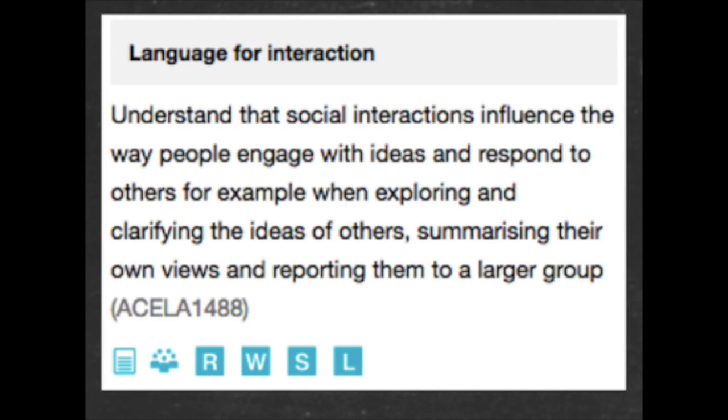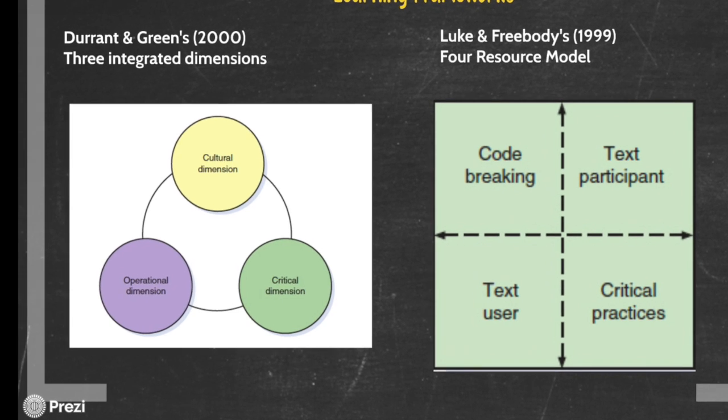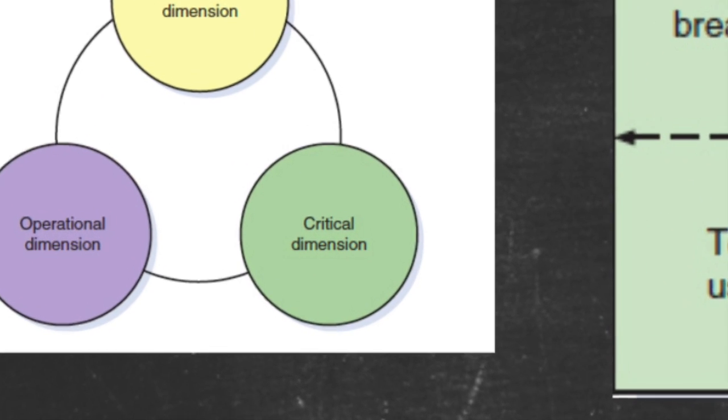This outcome expects students to develop an understanding that social interactions influence the way people engage with ideas and respond to others. An example of how this can be done is through group work, by looking at the ideas of others and presenting their own views to the group. This cooperative learning is a perfect example of collaboration, and highlights the skills needed to succeed in future workplace and social situations. This task requires the learners to identify the points of view they are being presented and those they are forming themselves, falling into the critical dimensions of Durrant and Green's learning framework.